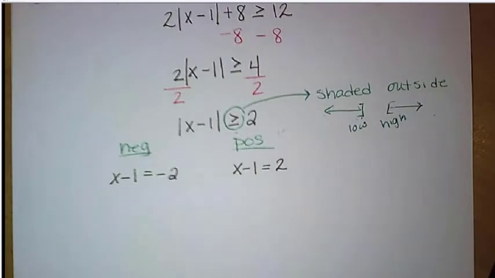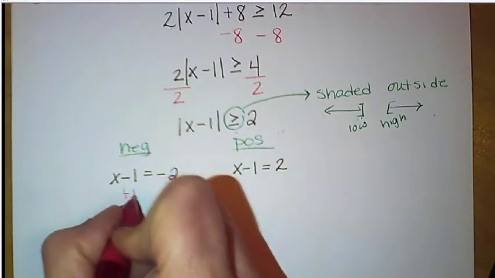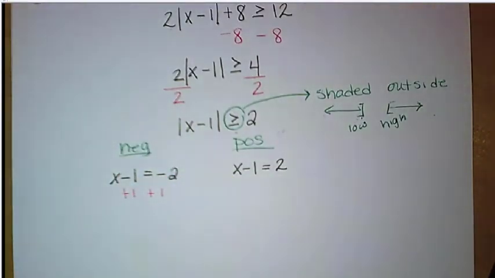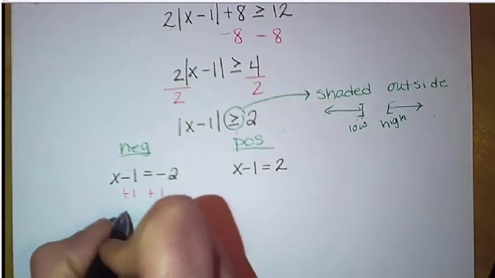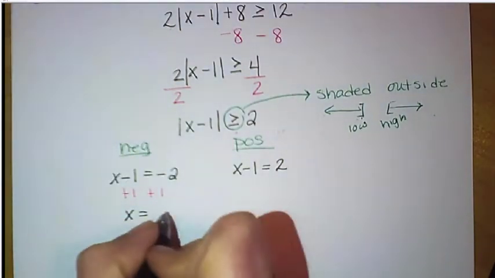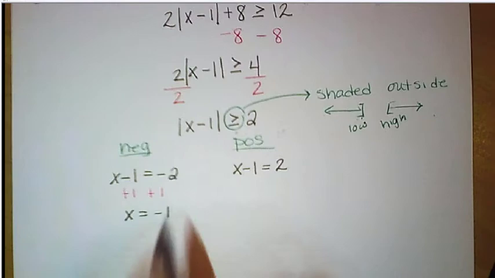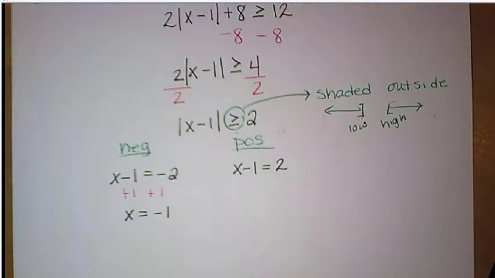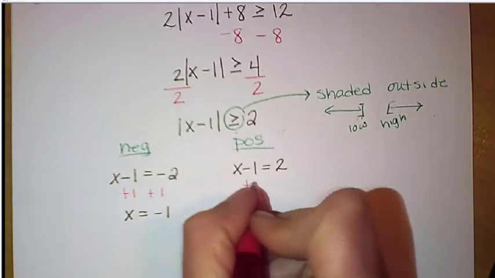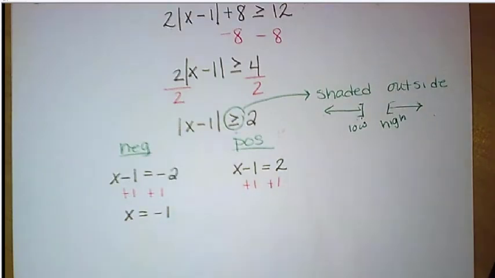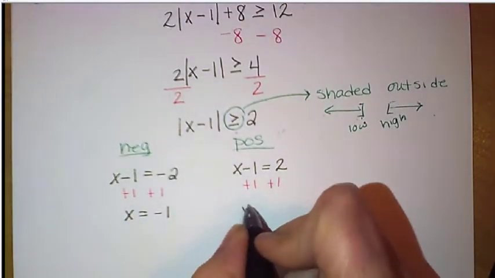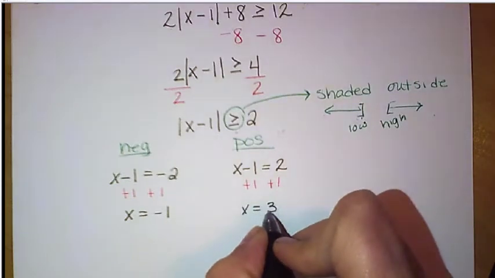So solving each one of these, I'm going to add 1 here. And for our negative side, or our low value, x is going to equal a negative 1. And then here we're going to add 1 to both sides. And for our high value, x is going to equal 3.